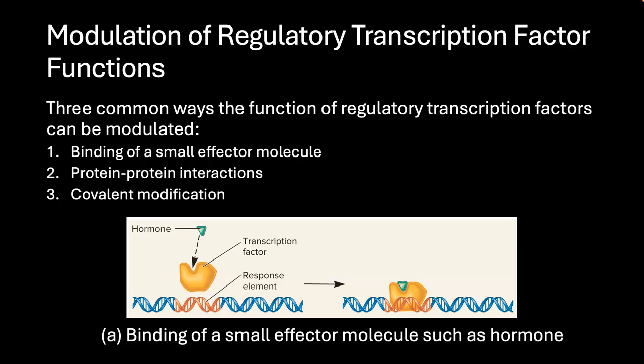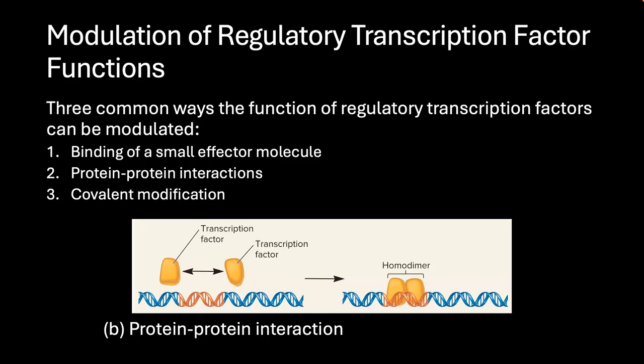While regulatory transcription factors work to affect the rate of transcription, they themselves are affected by a variety of factors. Commonly, they are modulated in three ways. The first, shown here, is the binding of small effector molecules such as a hormone. In this example, the transcription factor can only bind in the presence of the hormone due to how it changes the transcription factor structure. Thus, the presence of the hormone regulates the rate of transcription indirectly by regulating the transcription factor.